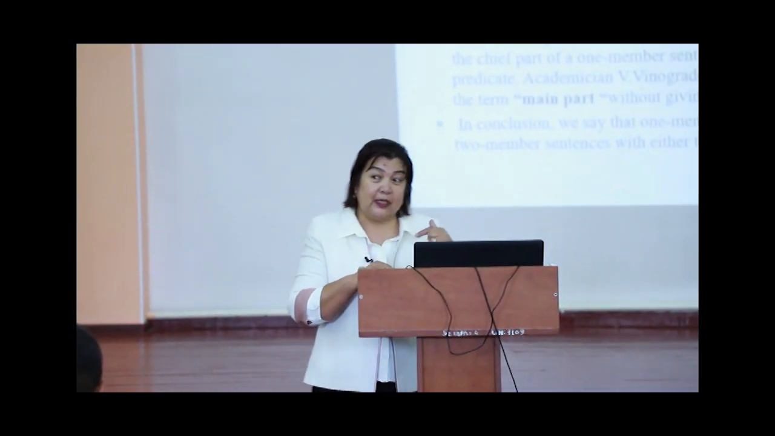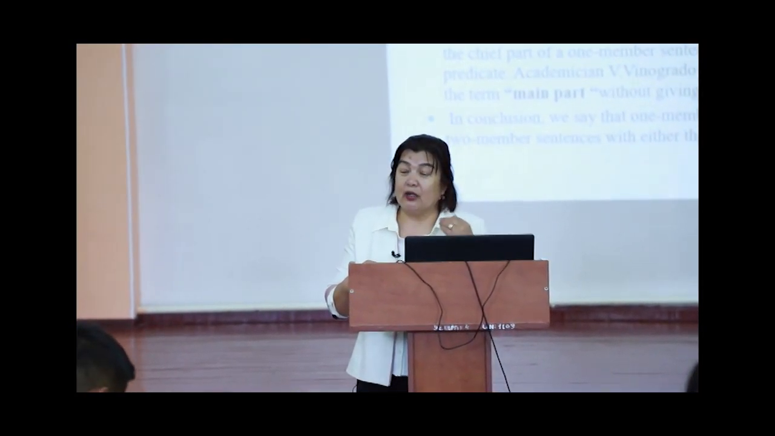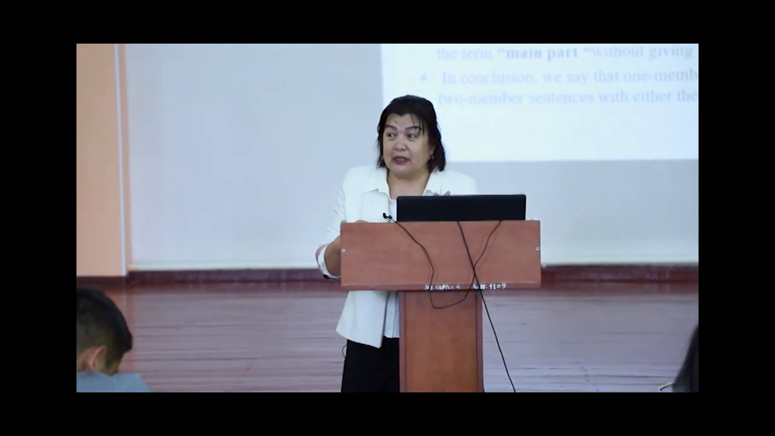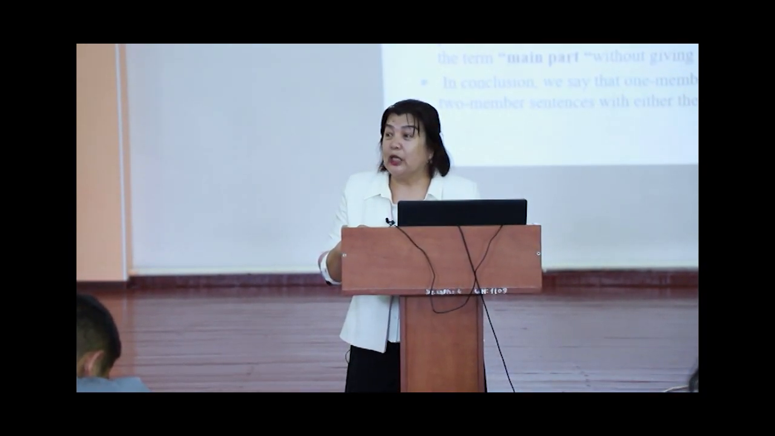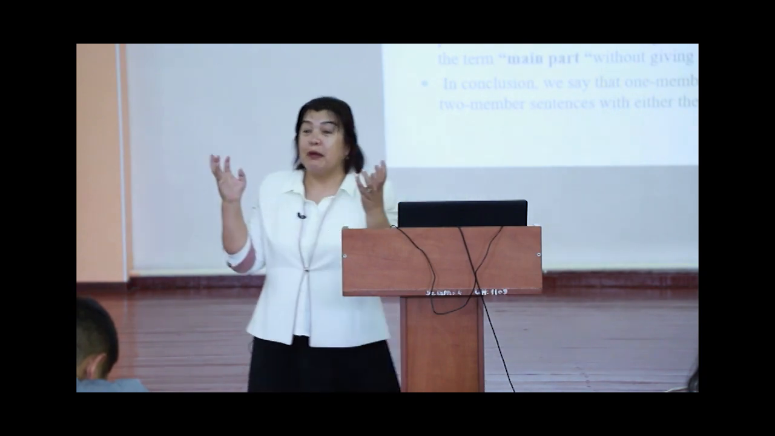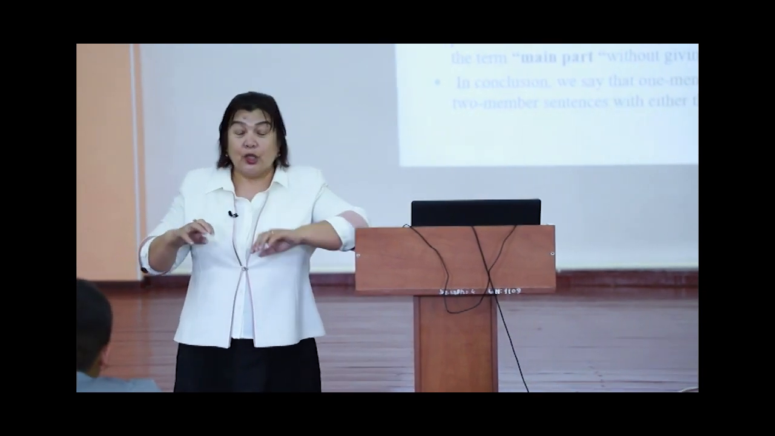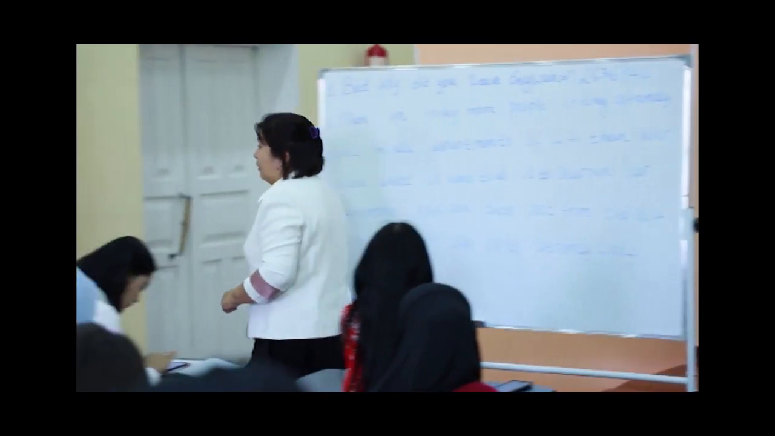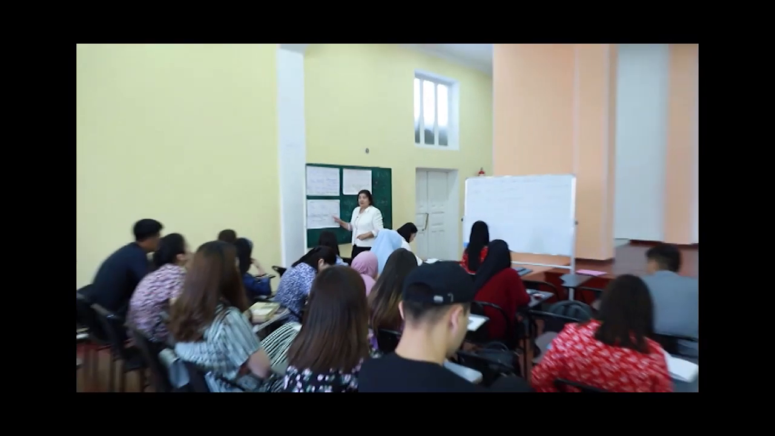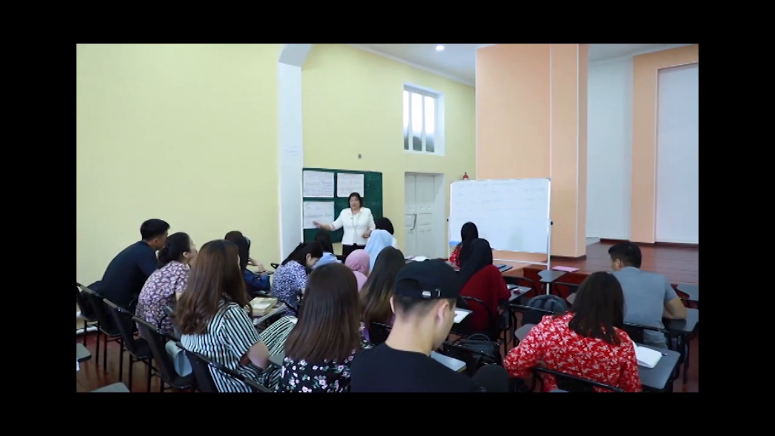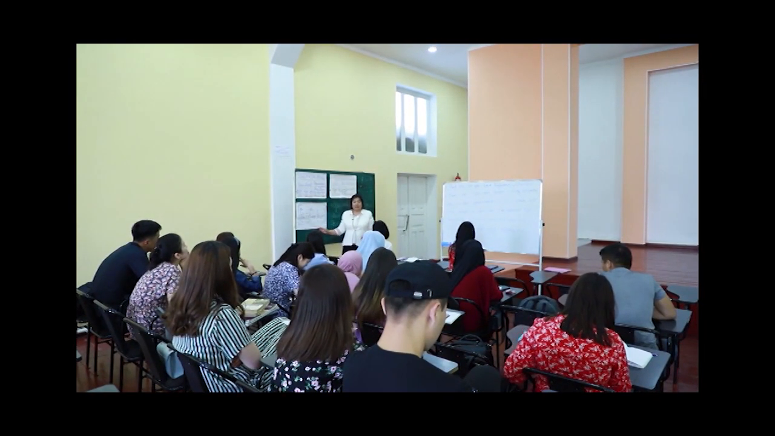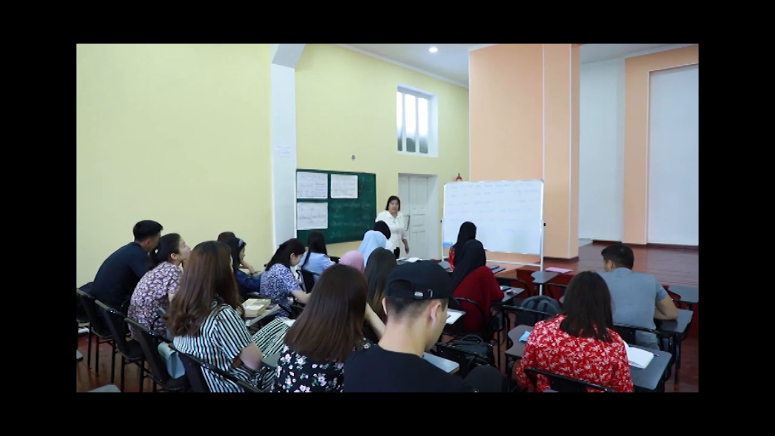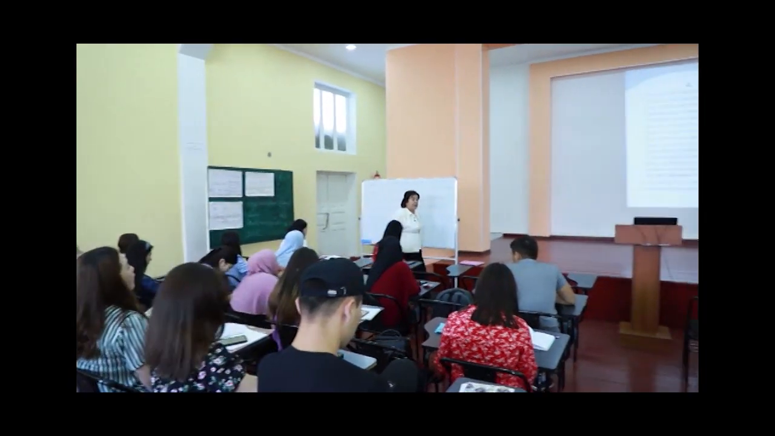If there are the subject and predicate in the sentence, it is called two-member sentence because two members are there. So this sentence also, for example, two-member sentence, yeah? For example, the dog loved the girl. The dog, it is subject, loved the girl, it is predicate, yeah? So these sentences are two-member sentences.